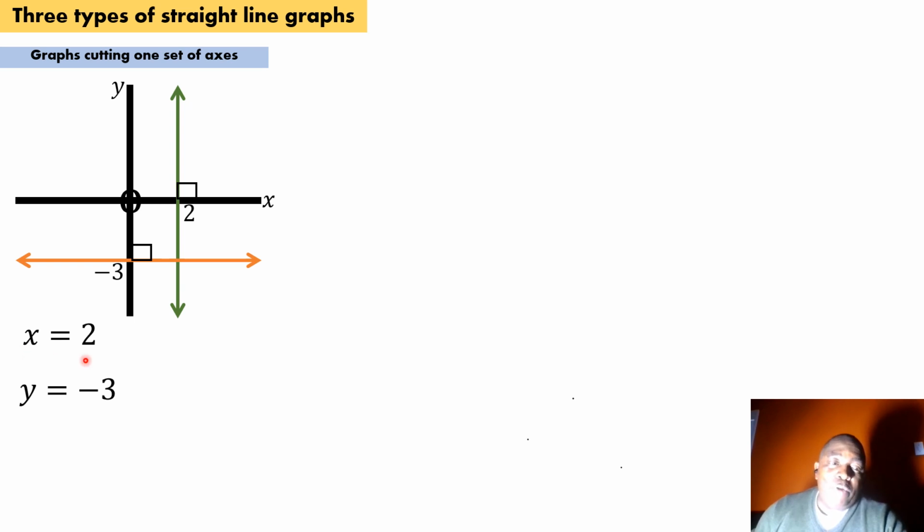It's very easy. When you look at the equations, you'll only see one variable, and that represents the axis that the graph is cutting. So if it's x, it's cutting the x-axis. If it's y, then it's cutting the y-axis. You won't have other terms there that will be part of the equation. So it's especially straightforward and no complications.